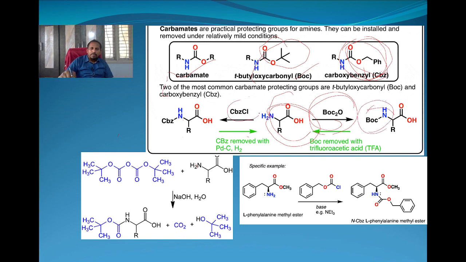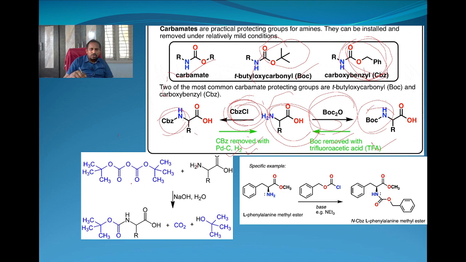If you apply benzyl chloroformate, CBZ chloride, we protect the NH2 group by the CBZ group. CBZ is removed in the presence of palladium and hydrogen. Boc is removed in the presence of TFA, trifluoroacetic acid.